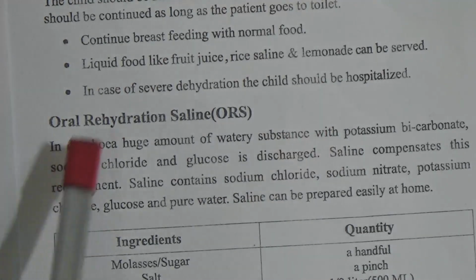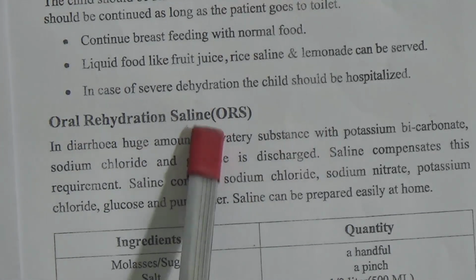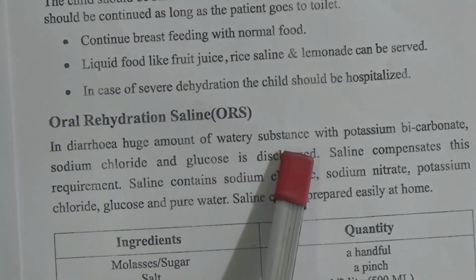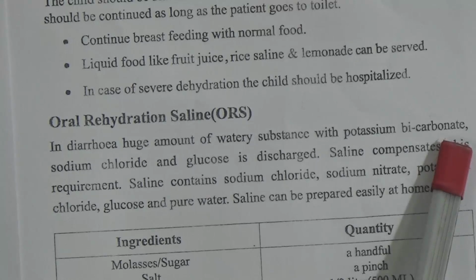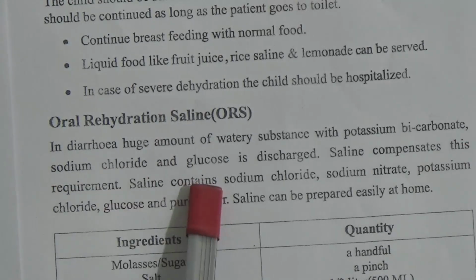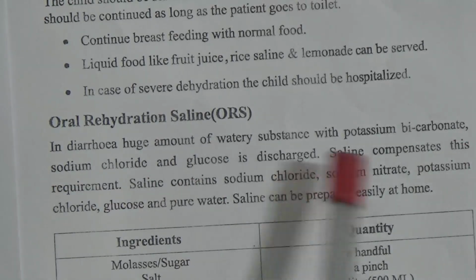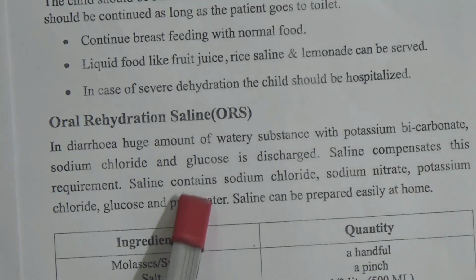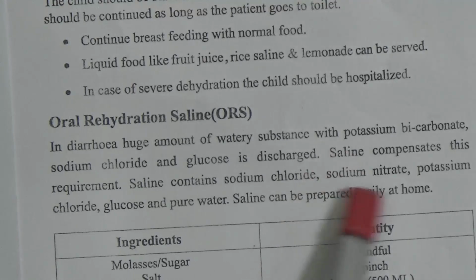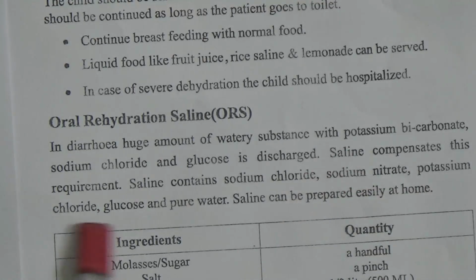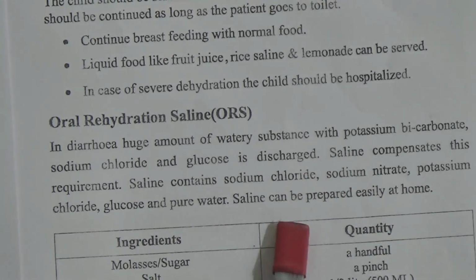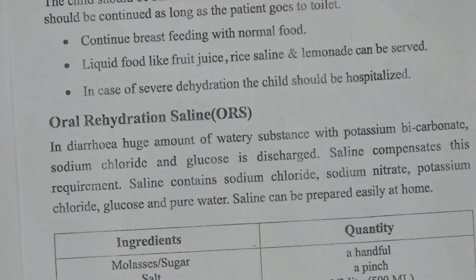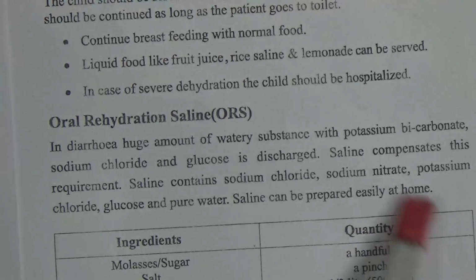Next, oral dehydration saline, ORS. In diarrhea, a huge amount of watery substance with potassium bicarbonate, sodium chloride, and glucose is discharged. Saline compensates this requirement. Saline contains sodium chloride, sodium nitrate, potassium chloride, glucose, and pure water. Saline can be prepared easily at home. So here are the ingredients and the quantities.